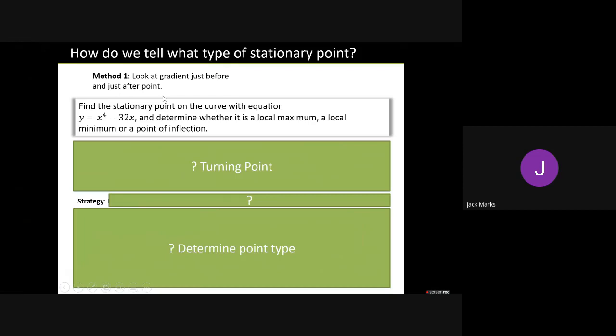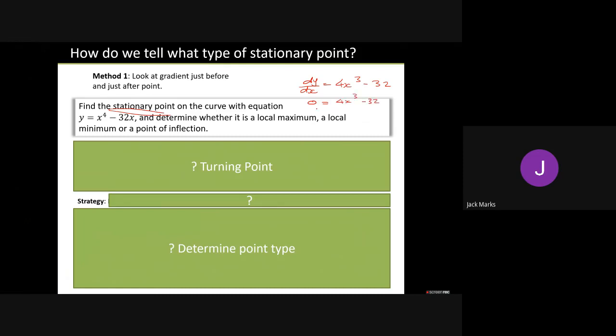So method 1, look at the gradient just before and just after a point. Find the stationary point with this equation. Stationary point is a signal that we're talking about the gradient function. So dy/dx is 4x cubed minus 32. It's a stationary point, so I set it equal to 0.